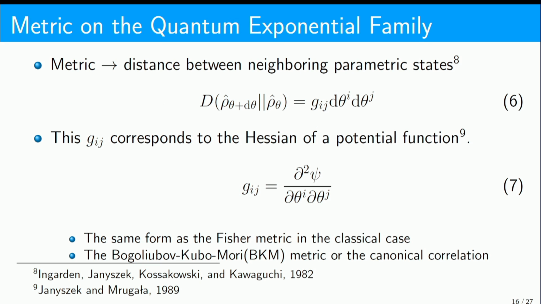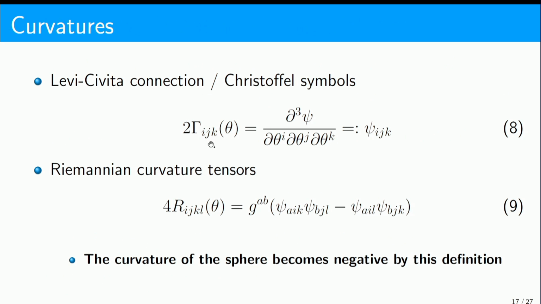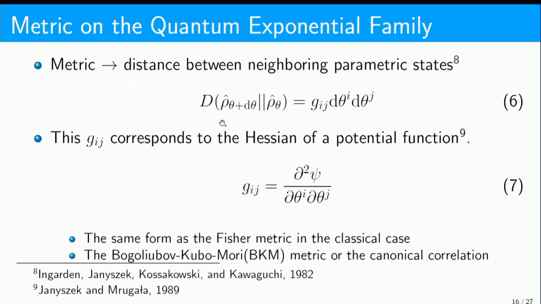Yeah, so specifically a metric is given by the distance between neighboring parametric states, like this. Consequently this Jij corresponds to the Hessian of a potential function, and as you notice, this form is exactly the same form as the Fisher metric in the classical case. And this metric is called the Bogoliubov-Kubo-Mori metric, or the canonical correlation in linear response theory.